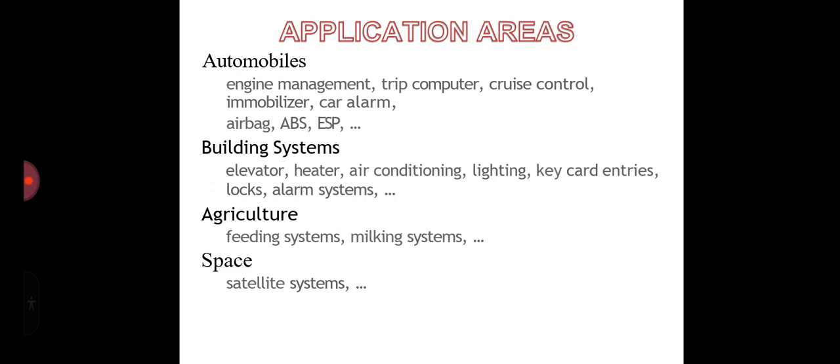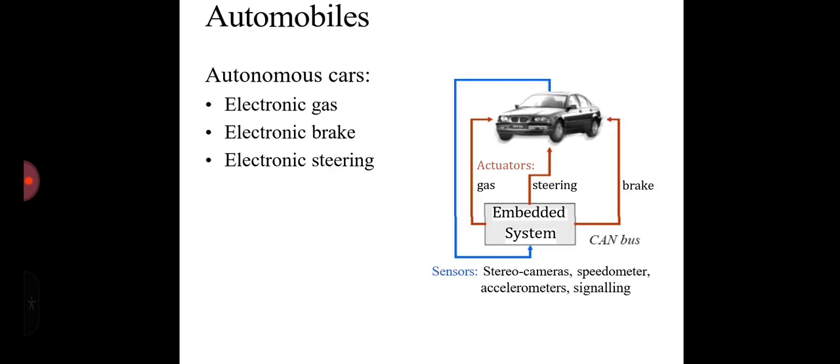Next is the application areas. In automobiles, engine management, trip computer; in building systems, elevator, heater, air conditioning; in agriculture, feeding systems; in space, satellite systems. In automobiles, embedded systems are used such as trip computer, electronic ignition, immobilizer, keyless entry, ABS, ESP. In automobiles, such as in autonomous cars, electronic gas, electronic brake, and electronic steering.